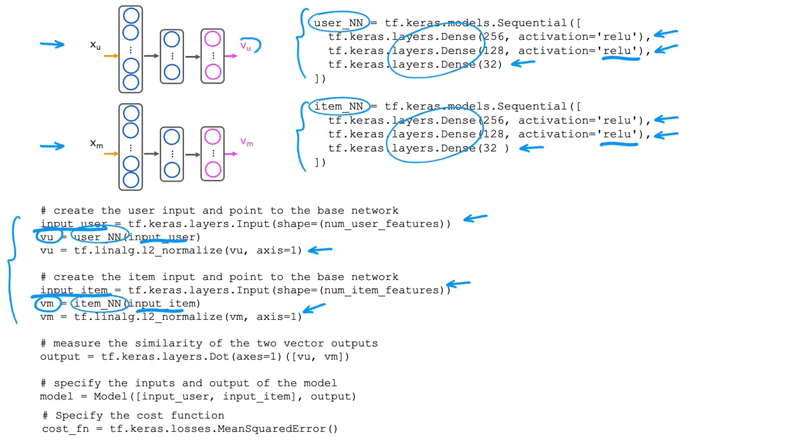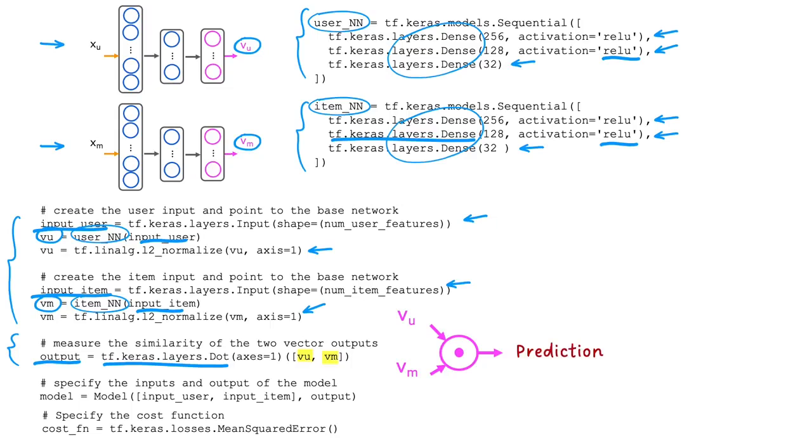After having computed VU and VM, we then have to take the dot product between these two vectors, and this is the syntax for doing so. Keras has a special layer type. Notice we had here tf.keras.layers.Dense. Here, this is tf.keras.layers.Dot. It turns out that there's a special Keras layer that just takes a dot product between two numbers. And so we're going to use that to take the dot product between the vectors VU and VM. And this gives the output of the neural network. This gives the final prediction.